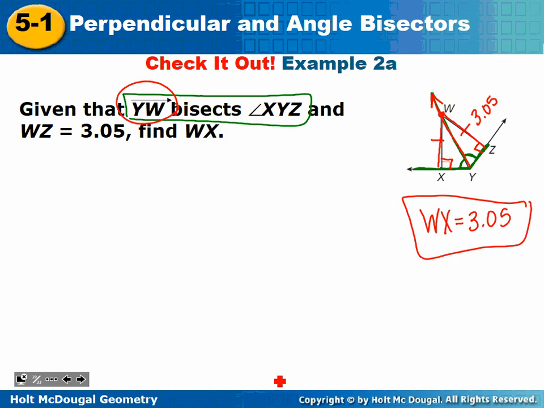So once again, the math, not hard. Understanding the theorem becomes the harder part. Do I have an angle bisector? What distances are now congruent? Questions? Okay, we're going to skip the next one, the parachute question, and go on down to the last one there.